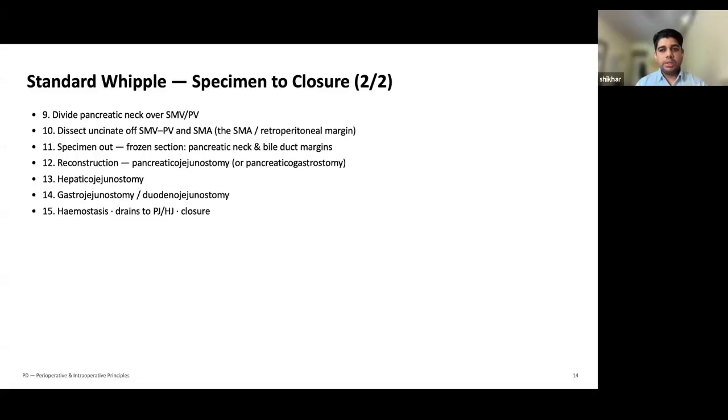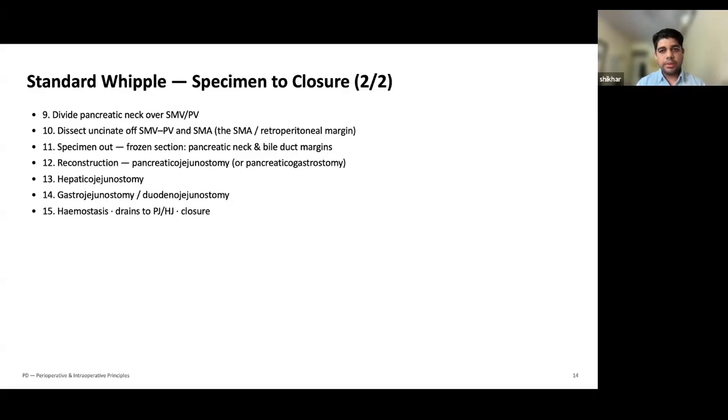So once this pancreatic neck has been divided over the SMV and portal vein, we next proceed with dissecting the uncinate process from the SMV, portal vein and the SMA complex. So it requires meticulous dissection.